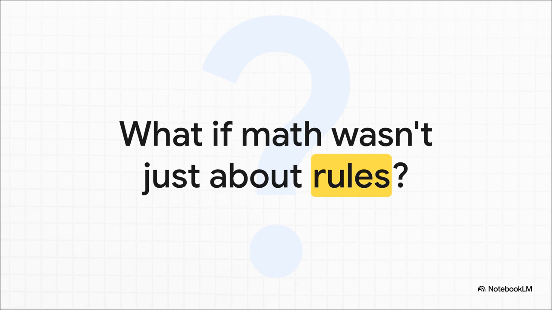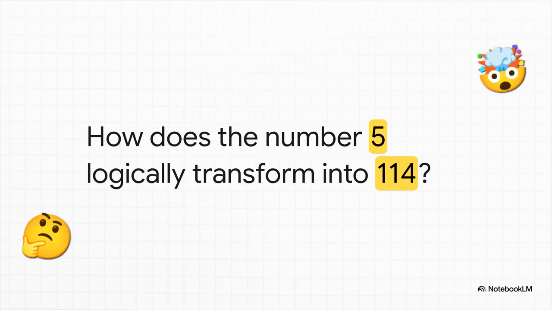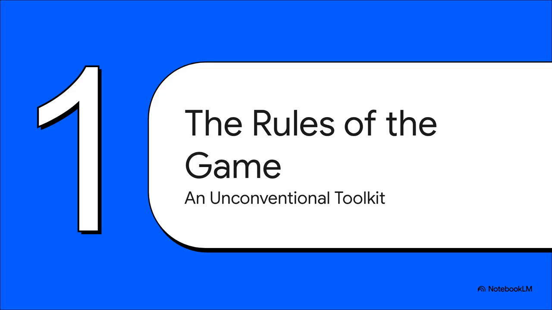And trust me, it's a bit of a mind bender at first glance. So here it is, the central mystery. How on earth does the number 5 logically turn into 114? It seems completely impossible, right? Well, to solve it, we basically have to throw out some of the rules we know and learn a few new, very different ones.